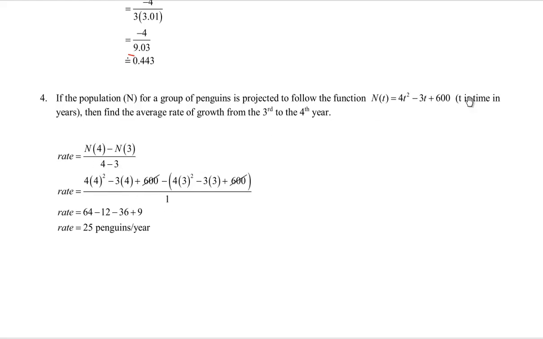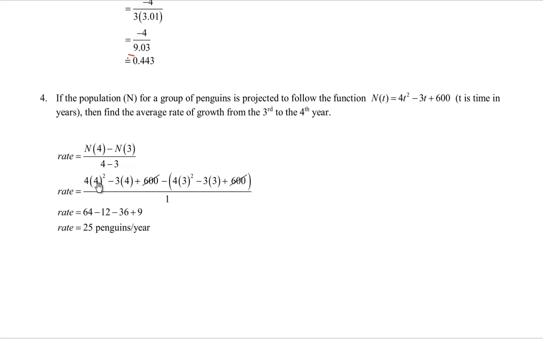So N of 4, we'll put 4 in place of time here. So 4 times 4 squared minus 3 times 4 plus the 600. And then N of 3, we'll put 3 in here. So 4 times 3 squared, minus 3 times 3 plus the 600. And just like the previous example, 600 minus that 600 would subtract to 0. So that's why I crossed those out.